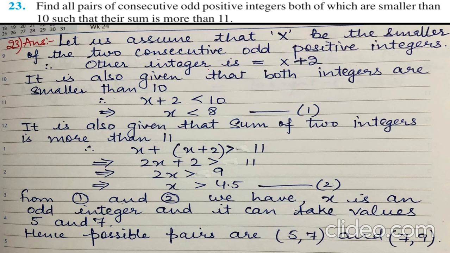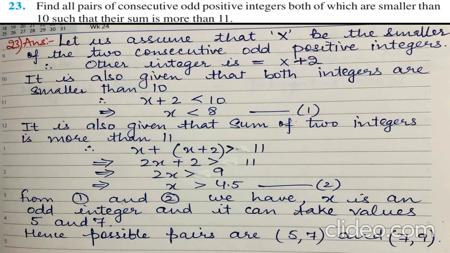Now it is given that both integers are smaller than 10. So the larger one, that is x plus 2, it must also be less than 10. So from here we get x less than 10 minus 2, that is 8. So this is the first inequality. Now it is also given that sum of two integers is more than 11. So adding x and x plus 2, that must be greater than 11. So it can be said that 2x plus 2 greater than 11, subtracting 2 from both sides, 2x greater than 9, and dividing by 2 we get x greater than 9 by 2, that is 4.5. So this is the second inequality.